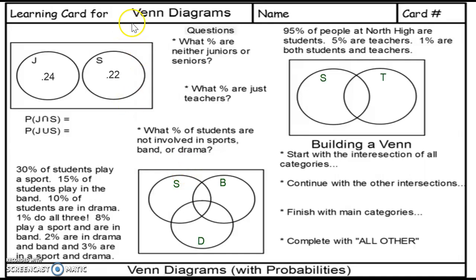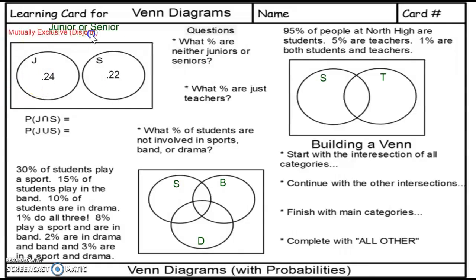All right, so in this video, we're going to learn how to use Venn diagrams to help us find different probabilities. So I'm going to start off by looking at a situation where I have juniors and seniors. I've got a circle for my juniors and a circle for my seniors. And I'm going to say that 24% of the students at a high school are juniors and 22% of the students at that high school are seniors.